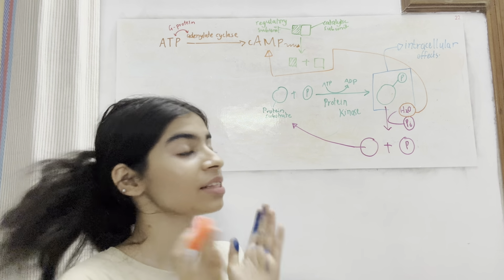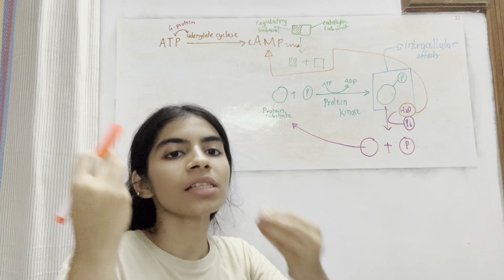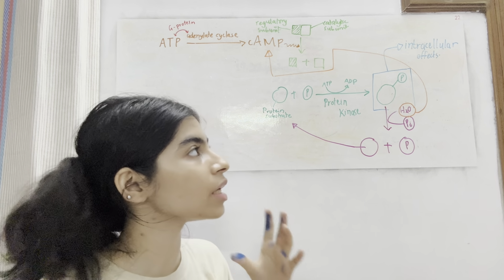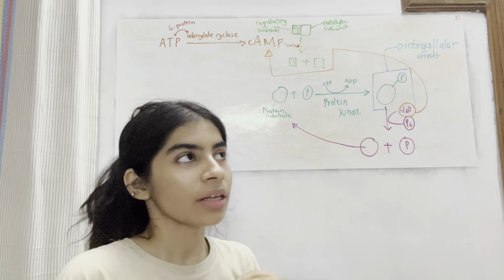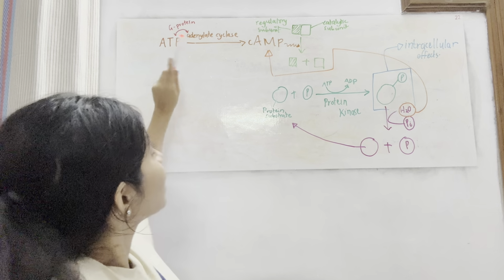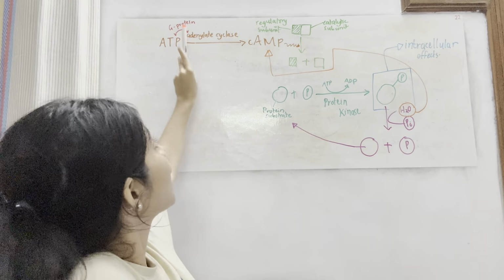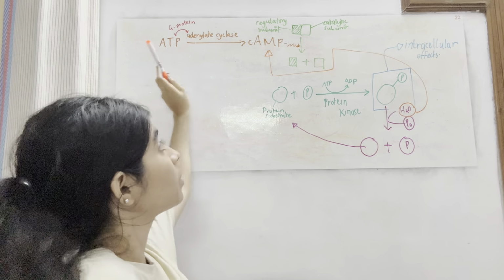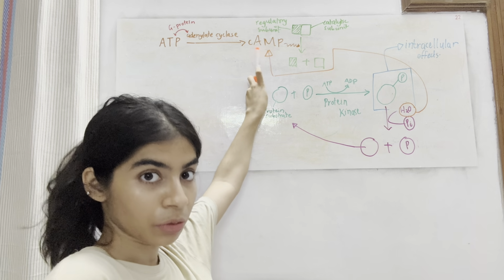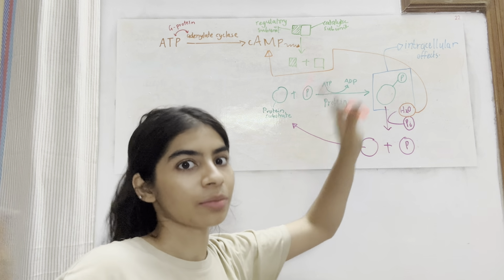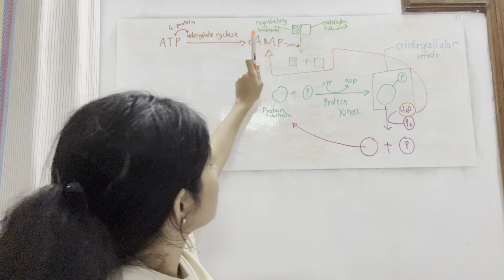Okay, so let's talk about G proteins. What is the function of G proteins in the adenylate cyclase system? G proteins form a communication link between ATP and adenylate cyclase, so it can produce cAMP. We established I'm going to call it cAMP, so yeah, this is what it does.